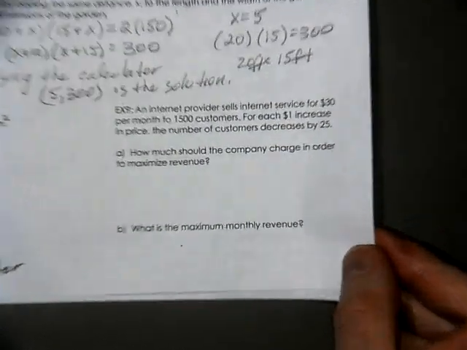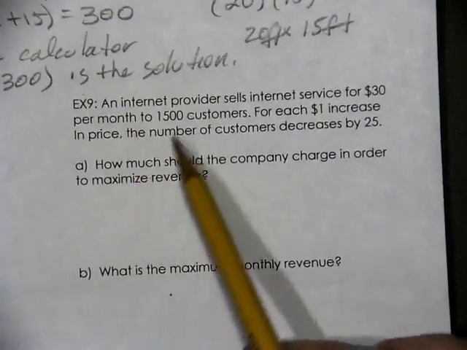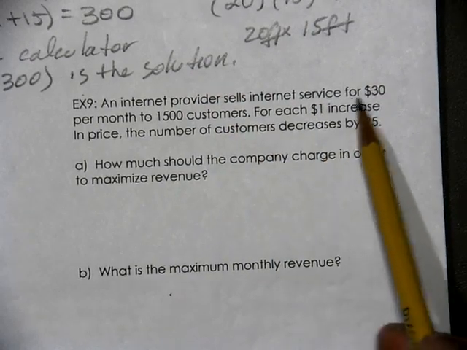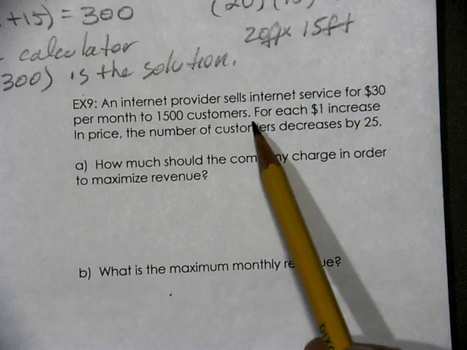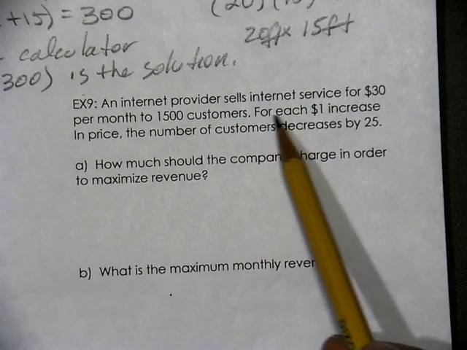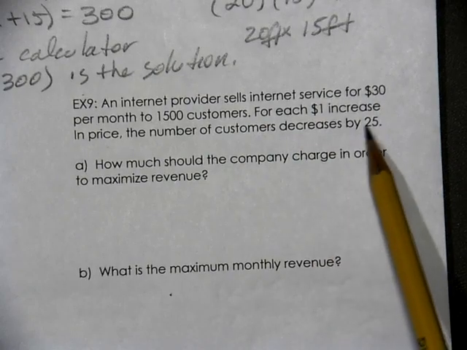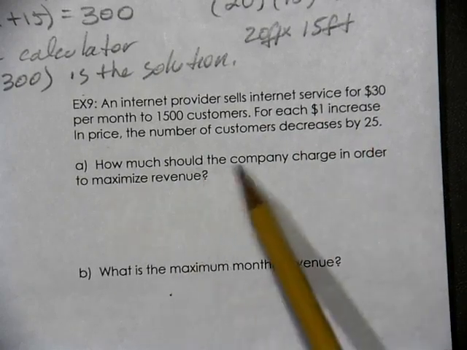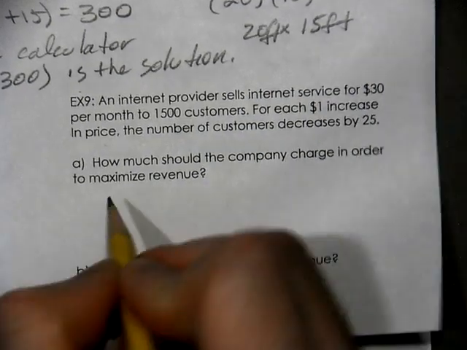Okay, like a problem we've solved in the past. An internet provider sells internet service for $300 per month to 1,500 customers. For each $1 increase of price, the number of customers will decrease by 25. How much should the company charge in order to maximize revenue?